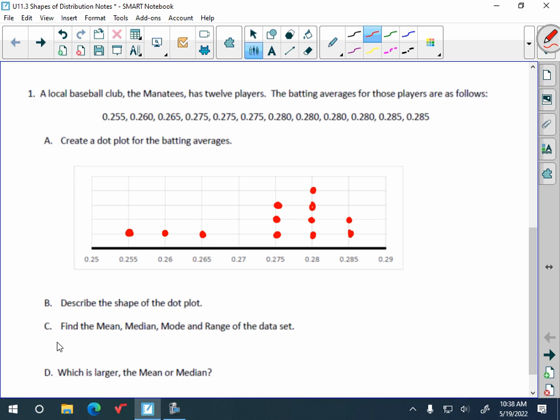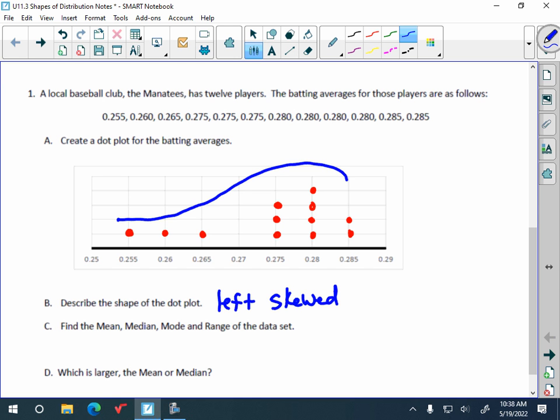All right, so it says describe the shape of this dot plot. So this looks like it's a left skewed distribution. So you can kind of see the tails on the left side. All right, so now we want to go ahead and calculate each of these values.